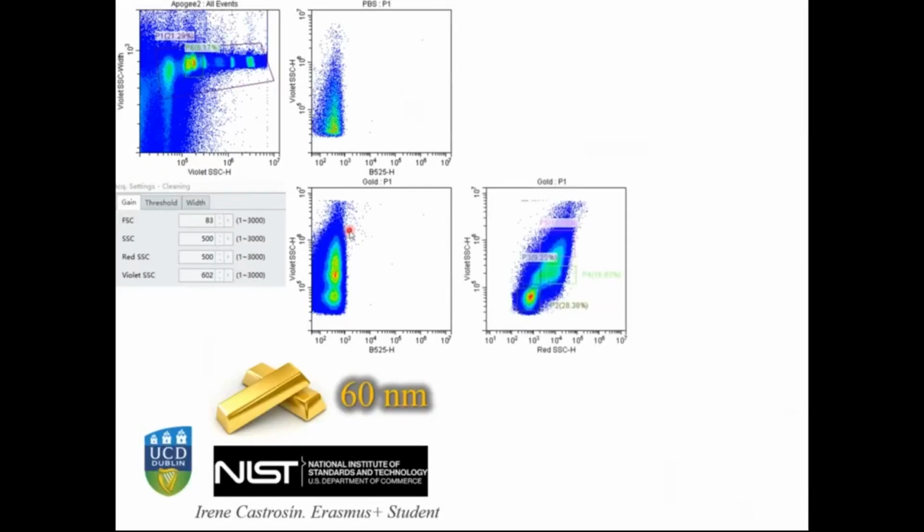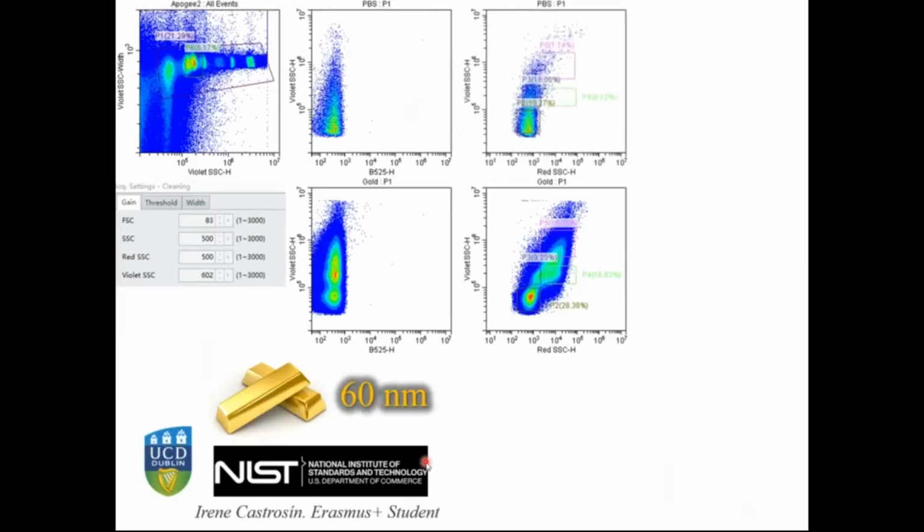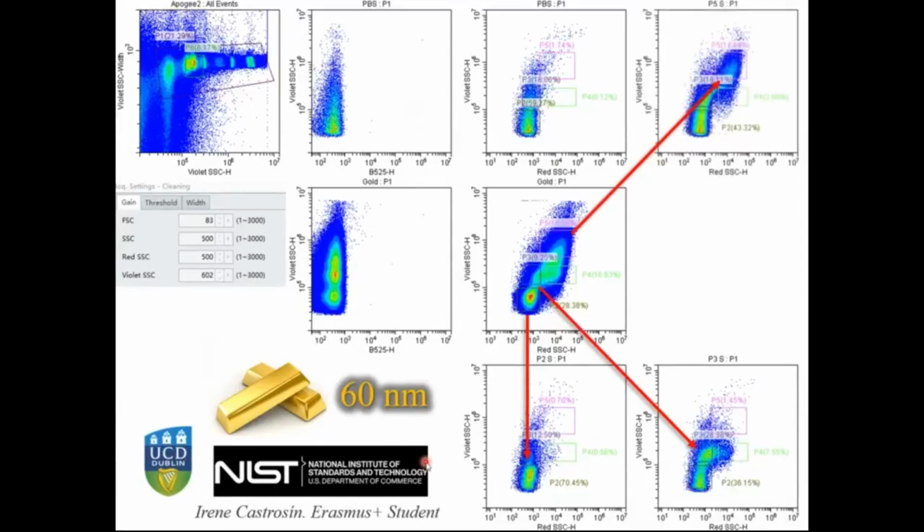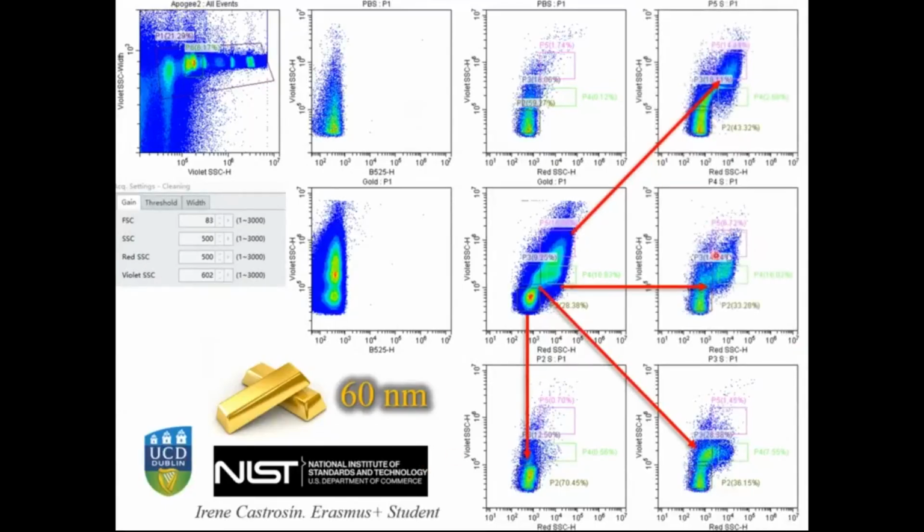When we look at red and violet scatter, we can see 1, 2, 3, and 4 different subpopulations of gold nanoparticles. In theory, they are all at 60 nanometers. So I asked the student again to separate these populations. This is the PBS that we had, and now PBS plus my first population, second population, third population, and my fourth population. Clearly, this one here is a distinct population because it has different red side scatter and violet side scatter than this other one.